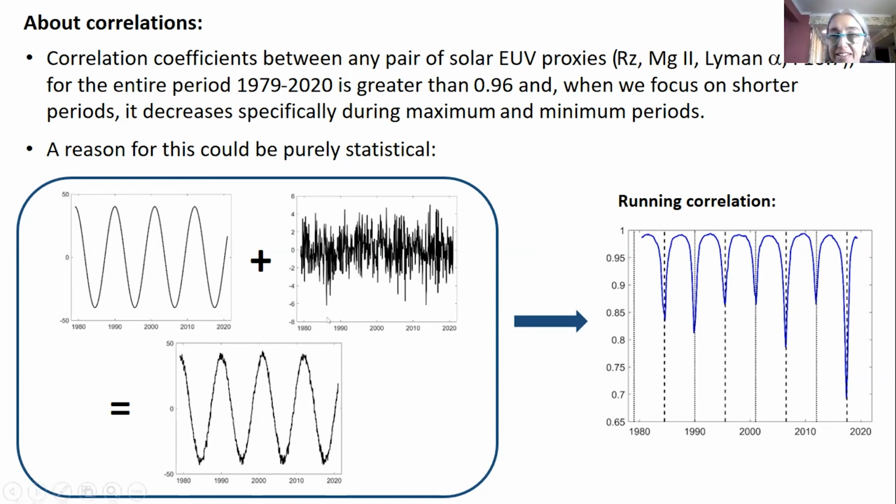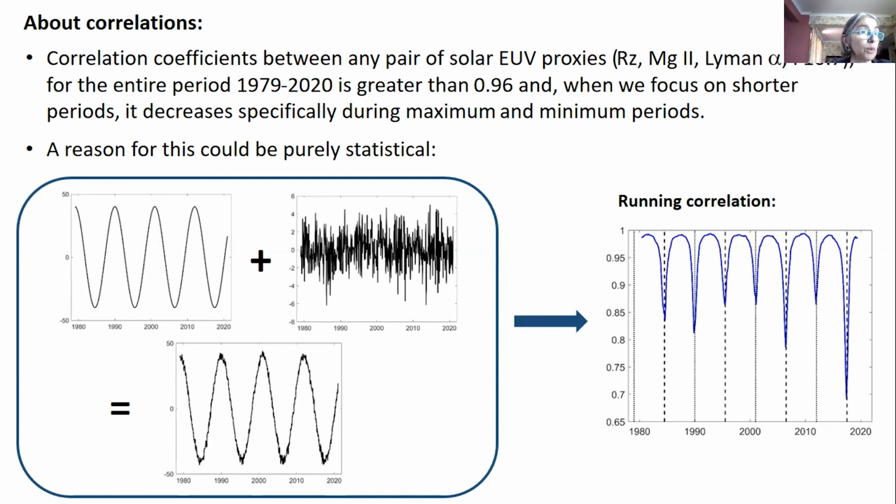Here is a little statistical play that I have made. Here we have, for example, an 11-year cycle, for example the EUV. I add a random noise of much smaller amplitude. Here is the resulting series. And if I make two series like this and make a running correlation between them, I obtain exactly what I have just shown you with the solar EUV proxies.